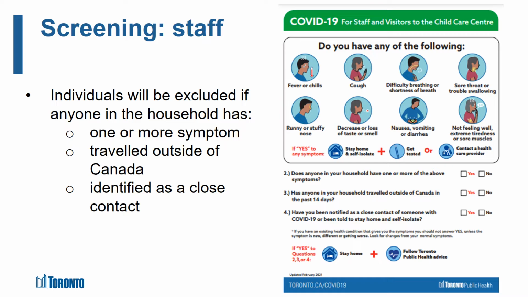Moving on to the staff and visitor screening and exclusion. Staff and visitors will be excluded if anyone in the household has one or more symptoms. Staff and visitors will be excluded if anyone in the household has travelled outside of Canada in the past 14 days. This was previously only if the staff or visitor had travelled outside of Canada in the past 14 days. Ensure all program staff are aware of the changes.